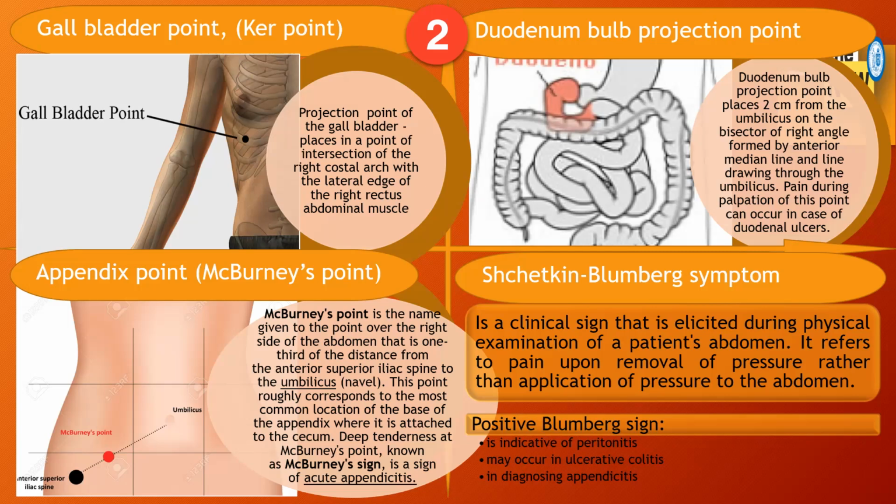And next, Shchetkin-Blumberg sign is a clinical sign that is elicited during physical examination of a patient's abdomen. It refers to pain upon removal of pressure rather than application of pressure to the abdomen. Positive Blumberg sign or rebound tenderness is indicative of peritonitis, which can occur in diseases like appendicitis and may occur in ulcerative colitis with rebound tenderness in the right lower quadrant. This method is especially useful in diagnosing appendicitis requiring urgent management.